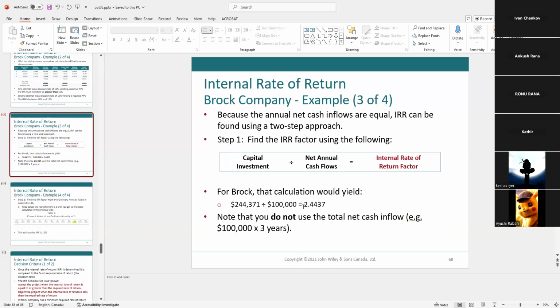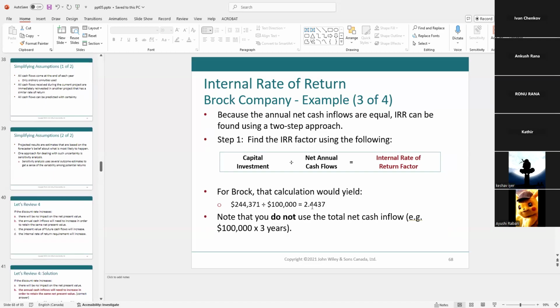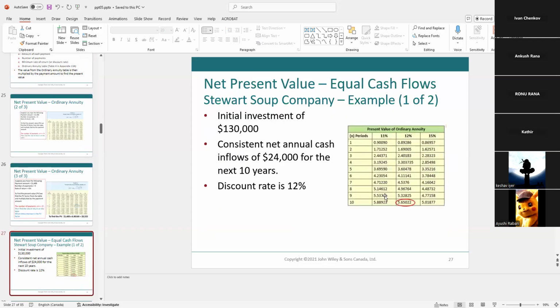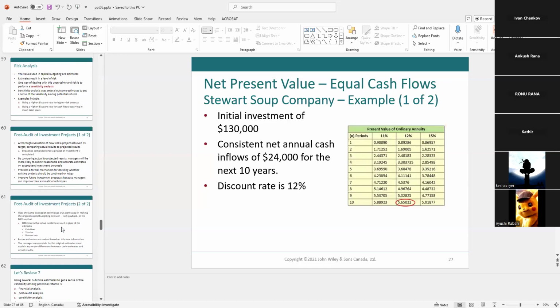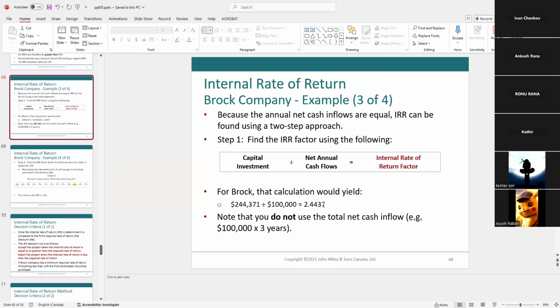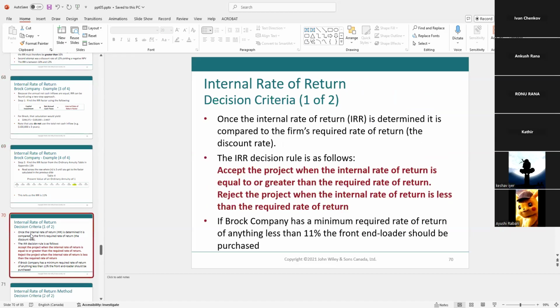So here they're getting this number, and when they get this number, they go to the table that I showed you on the top, and they try to match this number over the 3 years, because we know that this is a 3-year period. Which is the number closest to that number? And we're getting 244,371. It's 11%. That's what they're doing here. If you're wondering how they come up with this 2.4437 and how they come up with 244,371, one is the 11% return.